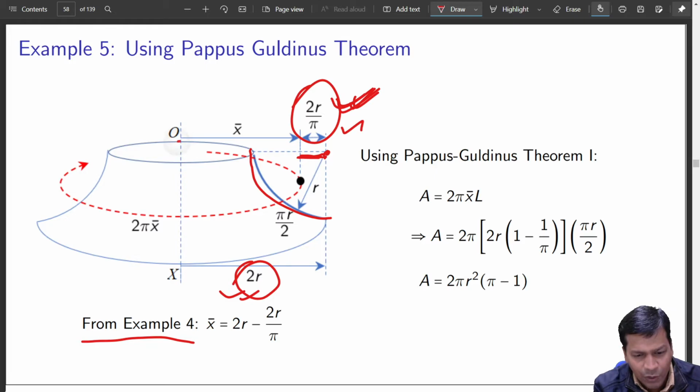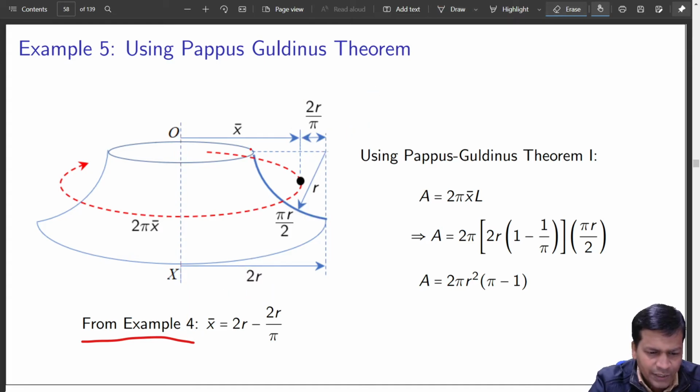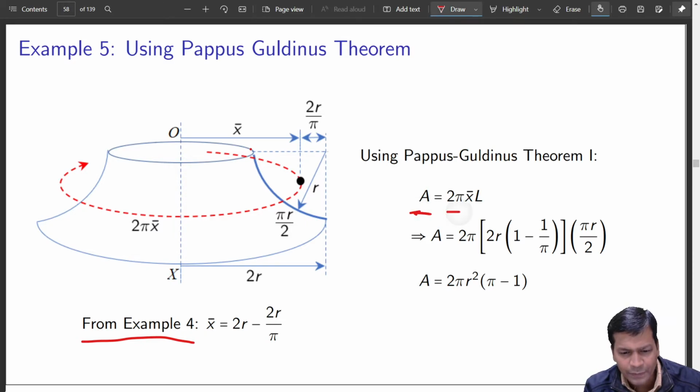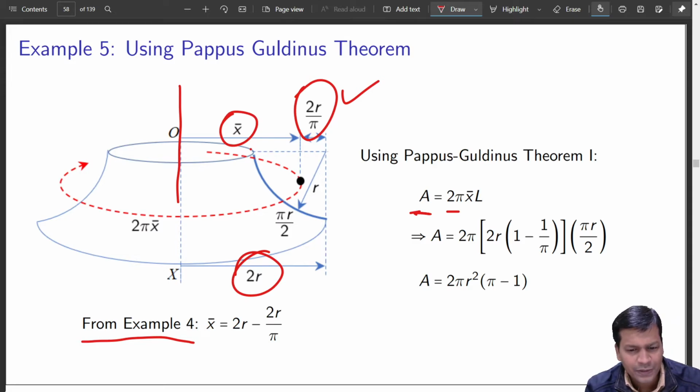Okay, I have to find out about this axis. So that is what remains. So let me clear it off a bit. So most of the terms that are here, you got this. So let us begin using Pappus-Guldinus theorem. So area will be equal to 2 pi x bar times L, where x bar has to be the distance from this axis, not this axis. So it will be 2r minus this. Hope you got it. So x bar will be 2r minus this. Got it?